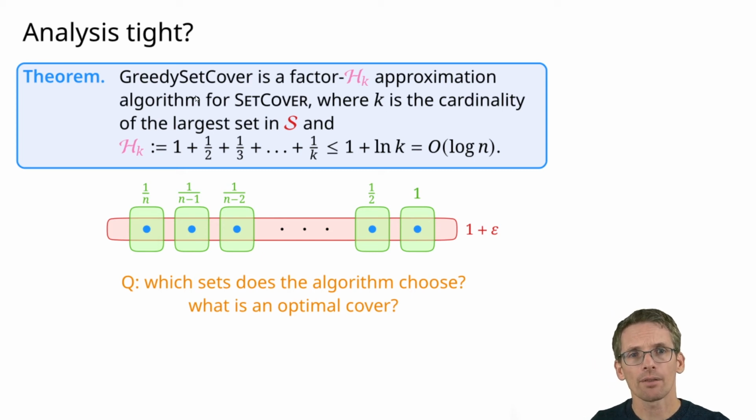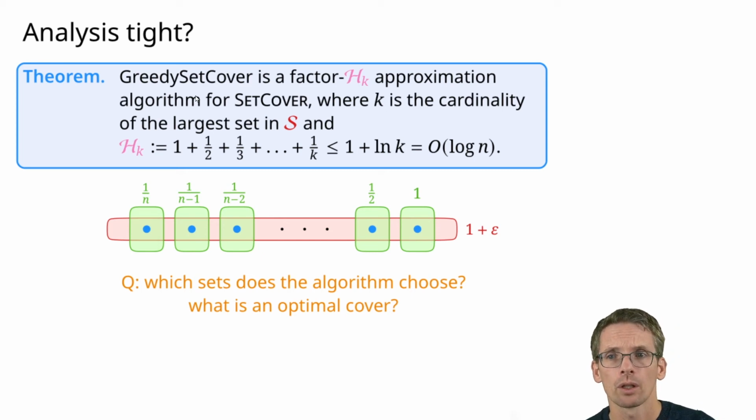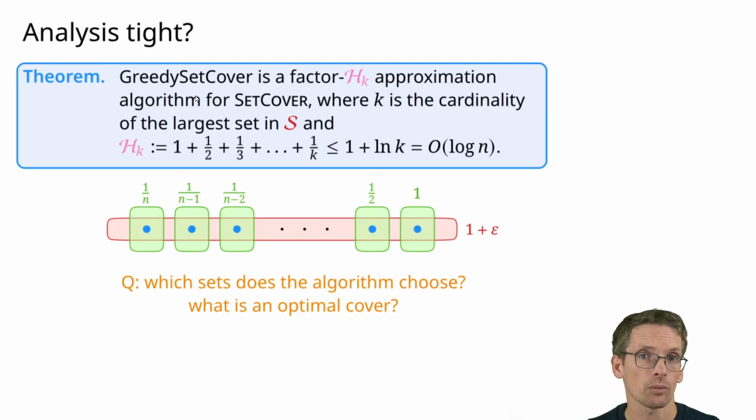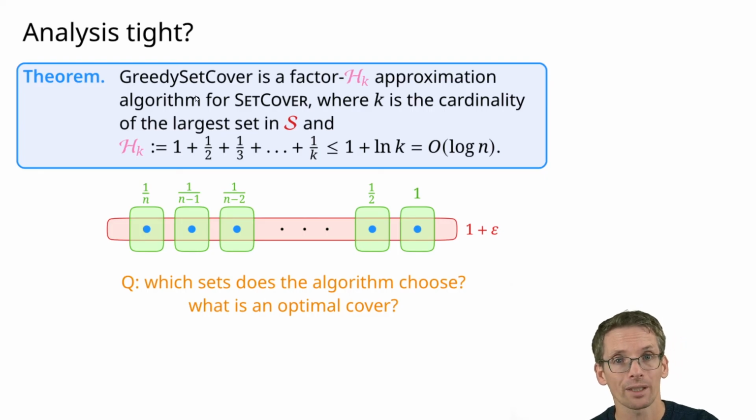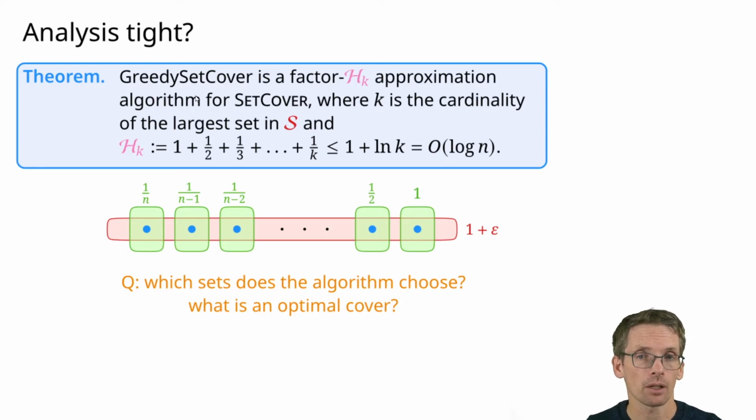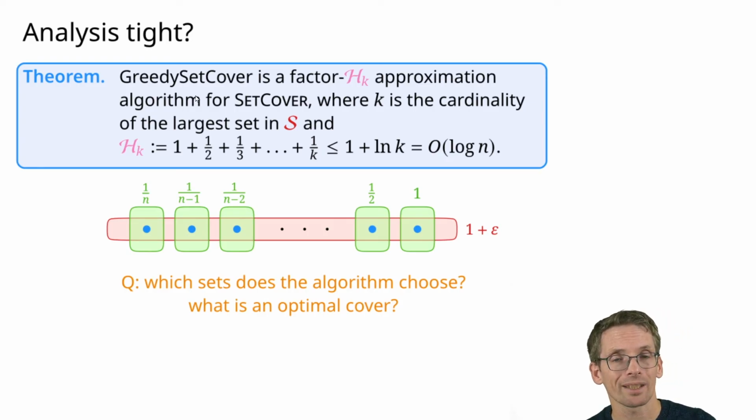So now let's think about which sets the greedy algorithm selects. Therefore, what is the cost of the set cover that we compute by the greedy algorithm? And in contrast, what is the cost of the optimal cover?